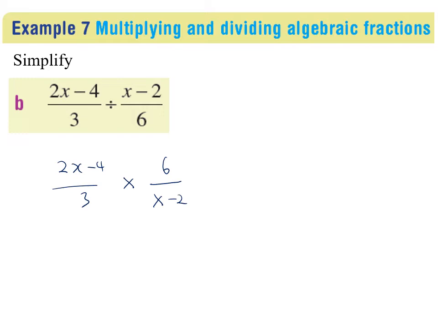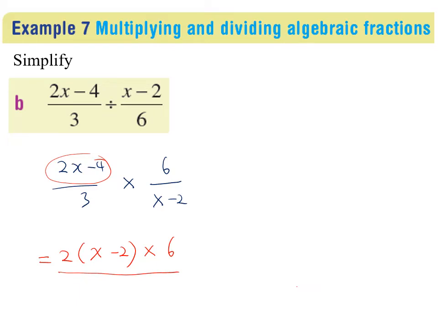The next thing is you look at the numerator. I can see a common factor 2 in here. So I'm going to take out common factor 2. And then what I've got is x minus 2, put in a bracket. Let's double check: 2 times x is 2x, 2 times minus 2 is minus 4. Multiply by 6.